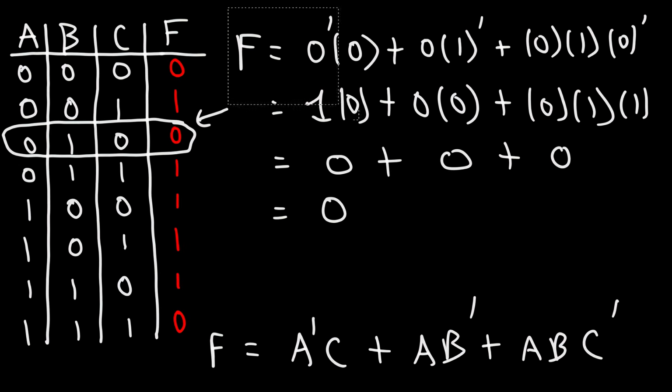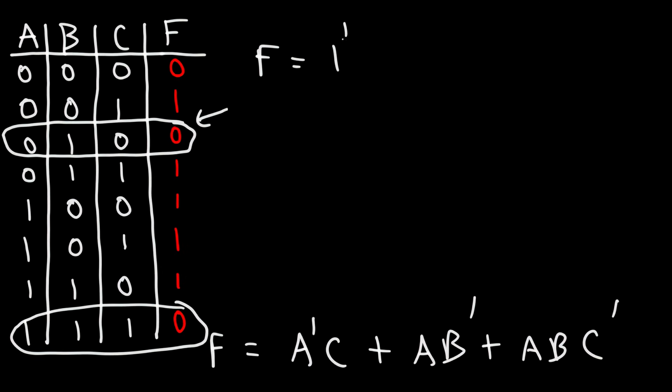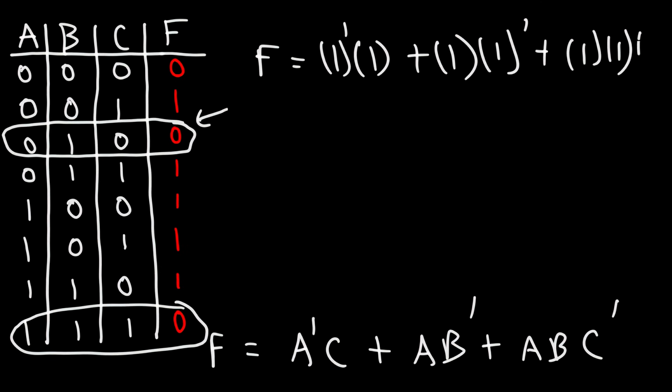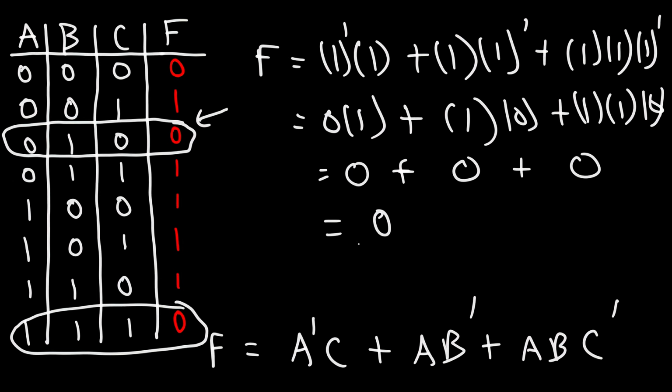Now let's try one more. Let's try this one, where A, B, and C is a 1. So we have the complement of 1 times 1 plus 1 times the complement of 1 plus 1 times 1 times the complement of 1. The complement of 1 is 0. So automatically 0 times 1 is 0. 1 times 0 is still 0. And the last one is going to be 0. So the output is once again 0.